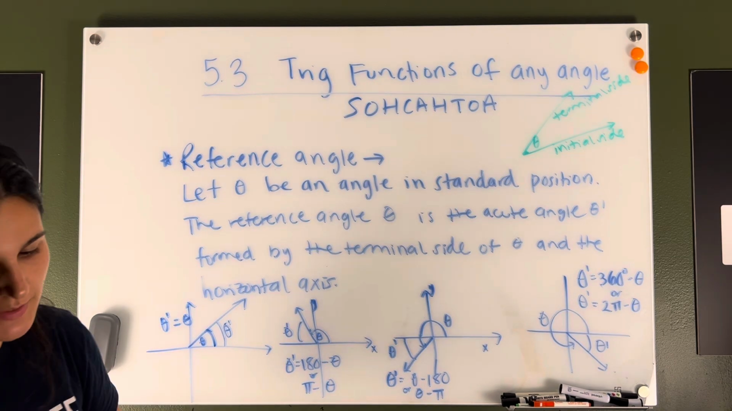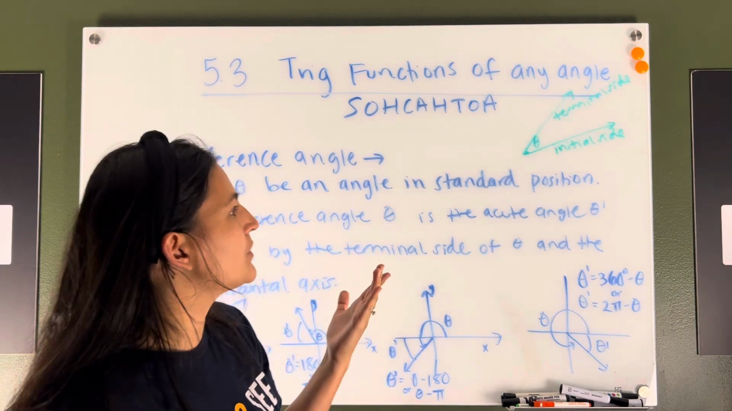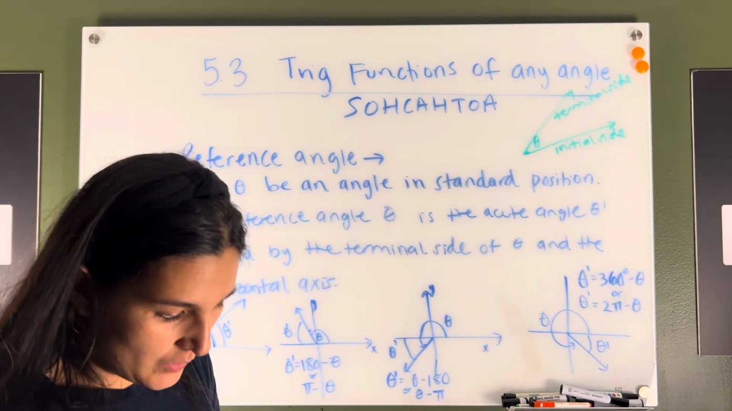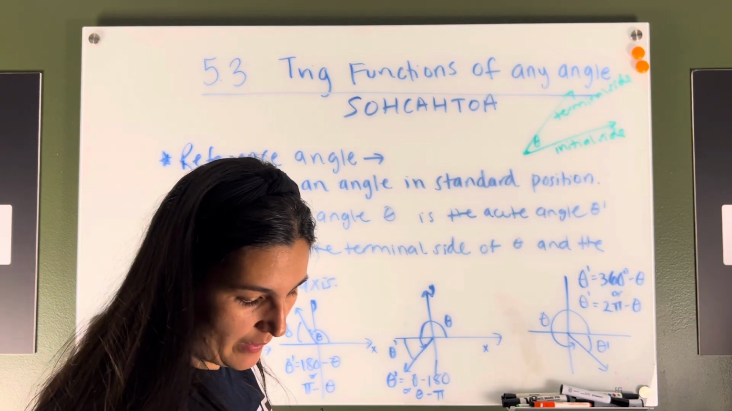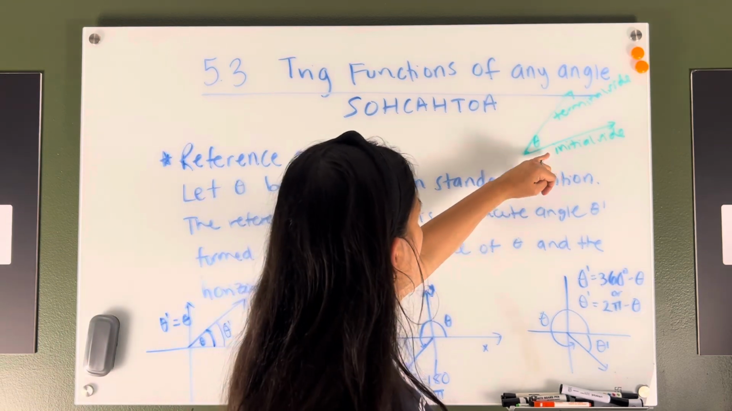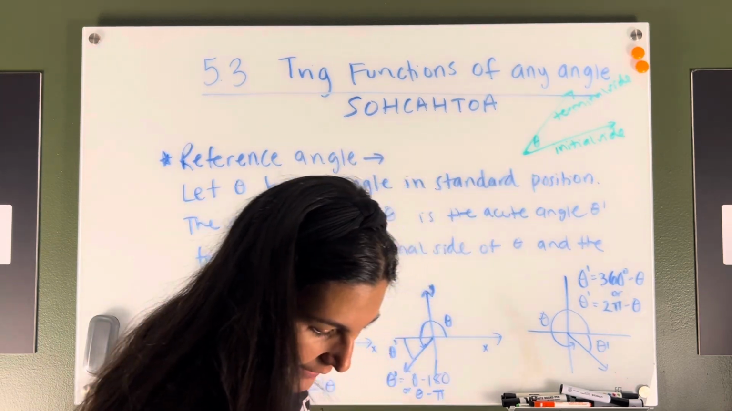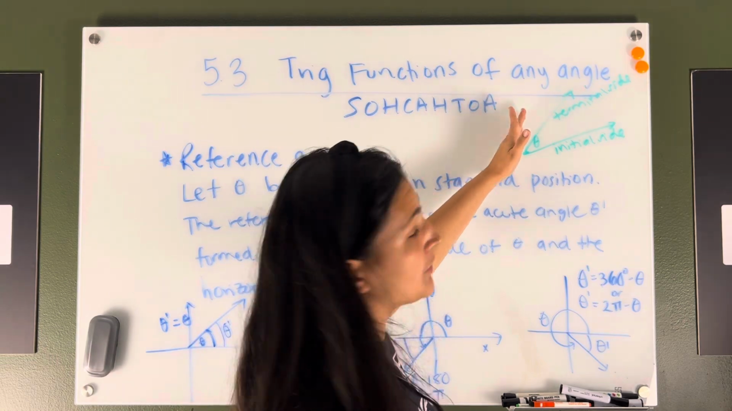Okay, so we're moving on to example 3, but before that, I wanted to go over initial side and terminal side again. An angle is formed by rotating a ray about its endpoint. The starting position of the ray is the initial side, and the final position of the ray that forms this angle is the terminal side.